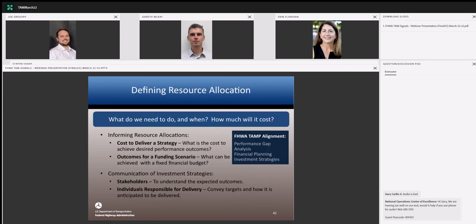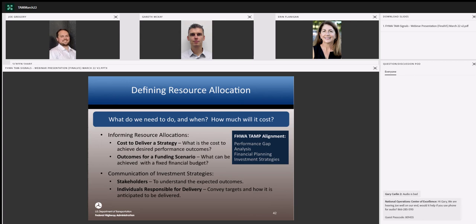So moving on to resource allocation. There's two overarching pieces to this. One is having the information to inform resource allocations. So that could be the cost to deliver different life cycle planning strategies or the cost to achieve a desired outcome. And the second approach is, from a resourcing perspective, capping those resources and saying what can be achieved with those resources that you have available.